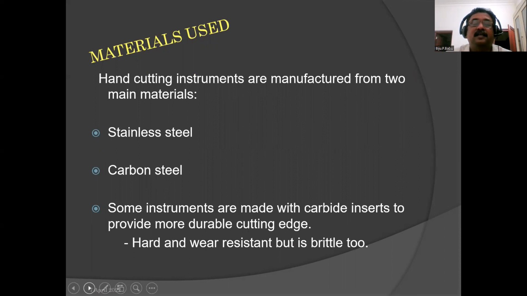Usually, hand instruments are manufactured from two main materials, that is stainless steel and carbon steel. Apart from this, sometimes you find instruments having carbide inserts, which provide a more durable cutting edge. They have hardness resistance and are not very brittle. Then you have nickel titanium instruments, carbide tip instruments, non-stick instruments, nitride instruments. But the basic hand instruments are made of stainless steel or carbon steel.